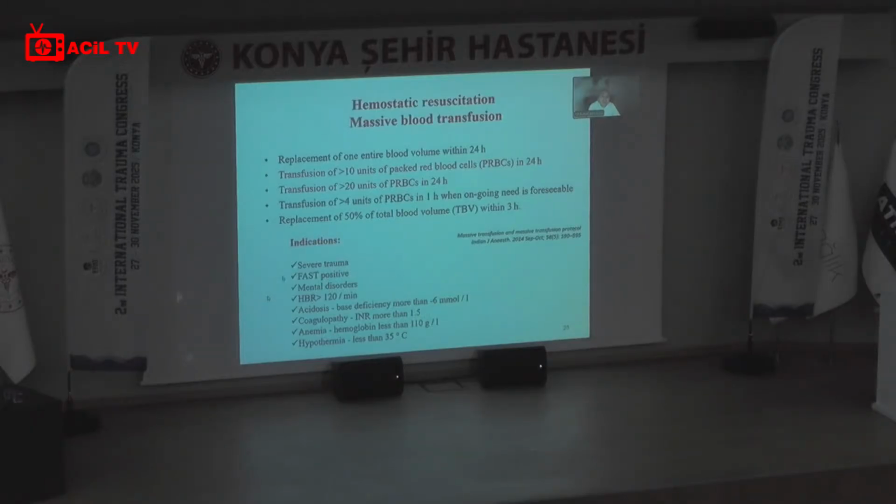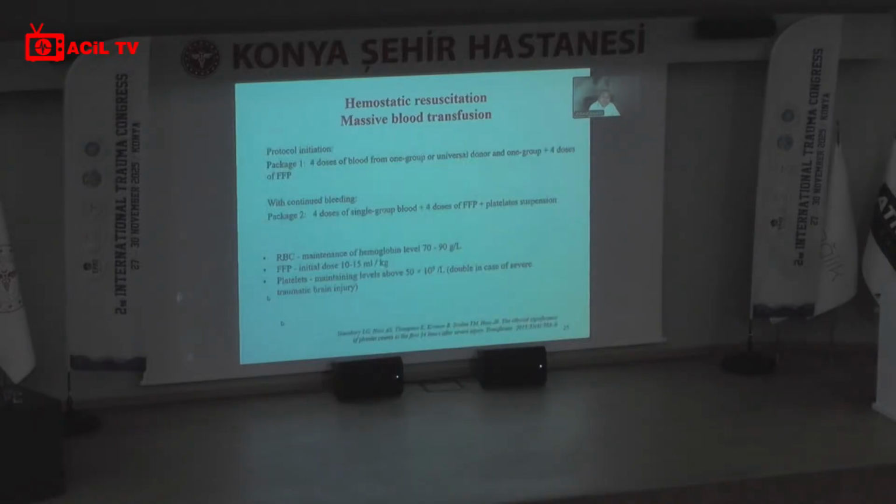Indication should be as follows: for severe trauma, when we see free liquid on the FAST, in the mental disorders, when I have a heartbeat rate over 120, acidosis, coagulopathy, anemia, and hypothermia. The protocol consists of several packages. For instance, package 1 is 4 doses of blood from the one group, or universal, O negative. All this can be used within the inpatient with continuing bleeding. Package 2 is 4 doses of single group blood, plus 4 doses of fresh frozen plasma and platelets.